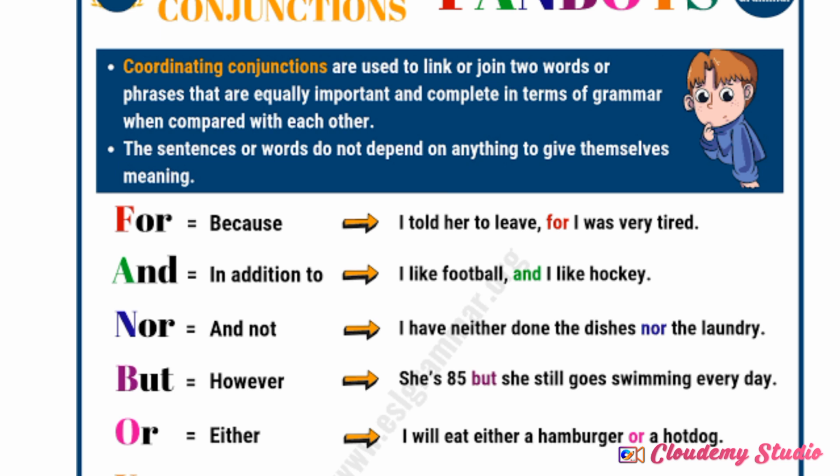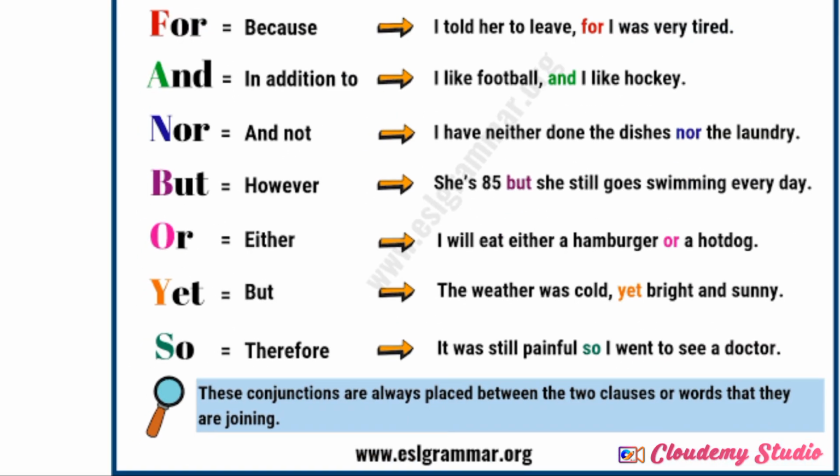Then nor. I have neither done the dishes nor the laundry. It means I have not even washed the utensils, not even washed my clothes. Here the words nor and neither are considered conjunctions. But, however: she is 85 but she still goes swimming every day. So, being 85, she still swims every day. Here but is contrasting. So but is called a conjunction.